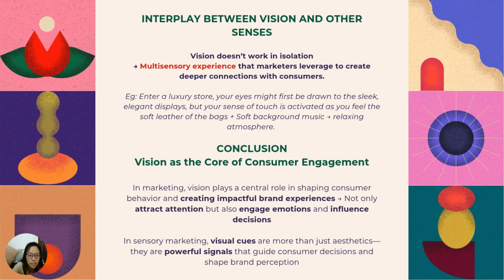So, in conclusion, the human eye isn't just a passive receptor of light. It is an organ that engages with your surroundings and provides essential information to the brain. In marketing, vision plays a central role in shaping consumer behavior and creating impactful brand experiences. And by understanding how the eye and the brain work together, marketers can design visual experiences that not only attract attention but also engage emotion and influence decisions.